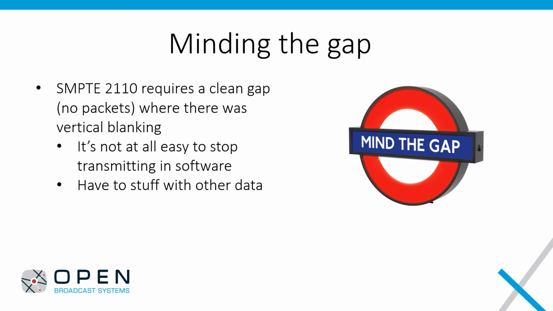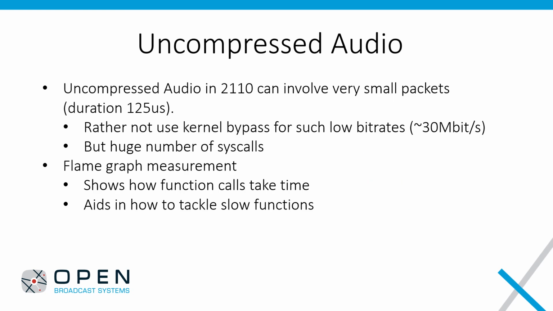You've got to mind the gap. 2110 requires a clean gap, no packets at all where there was vertical blanking. So in the previous picture, there was something called the vertical blanking. That's some historical artifact where the electron gun went back to the top of the screen. It's not at all easy just to create a clean gap in software. So in practice, you've got to stuff it with other data. That's a very difficult problem.